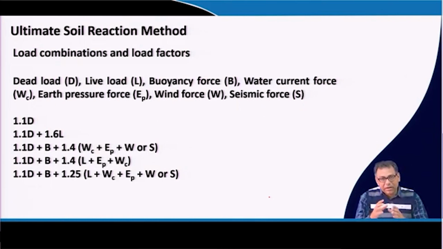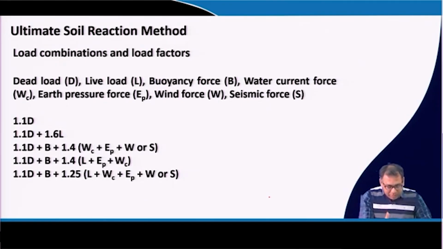Now, when the live load is added to the dead load, in the second combination, a load factor of 1.6 is recommended with live load, because this is due to probable overloading. So, if we add dead load and live load, this is due to probable overloading, so this load factor is applied.